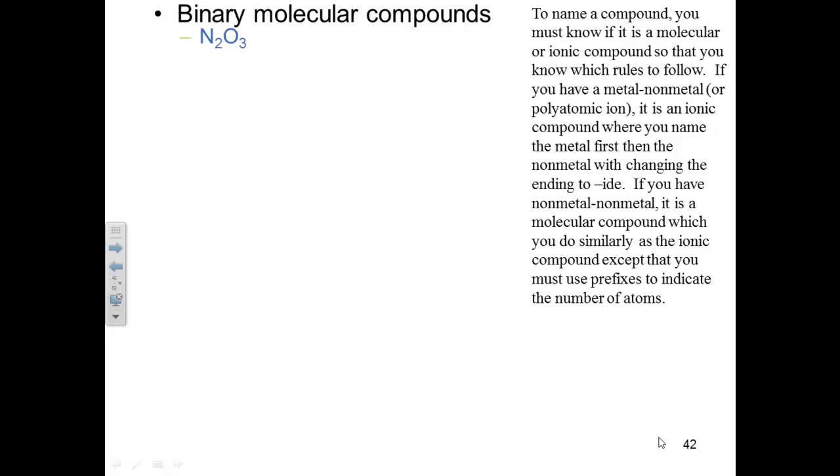In this case, you get N2O3. What type of bonding is that? Covalent or ionic? That's covalent. So therefore, we're going to have to use the prefixes. So we have nitrogen. We name the first species just like it is. In the second one, we have to change the ending to -ide, but now we also have to account for the number of species. So this would be dinitrogen trioxide.